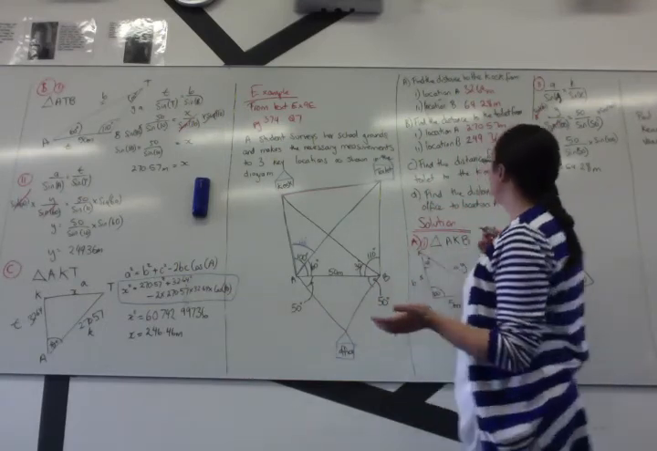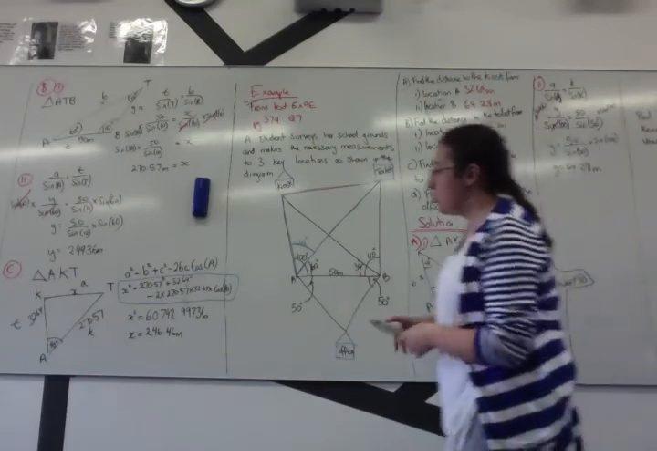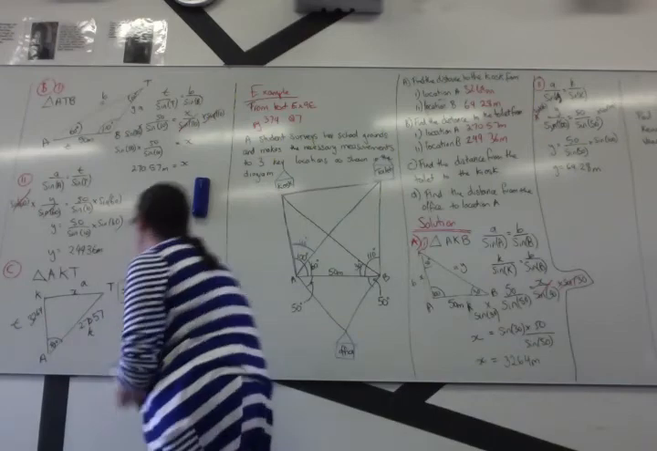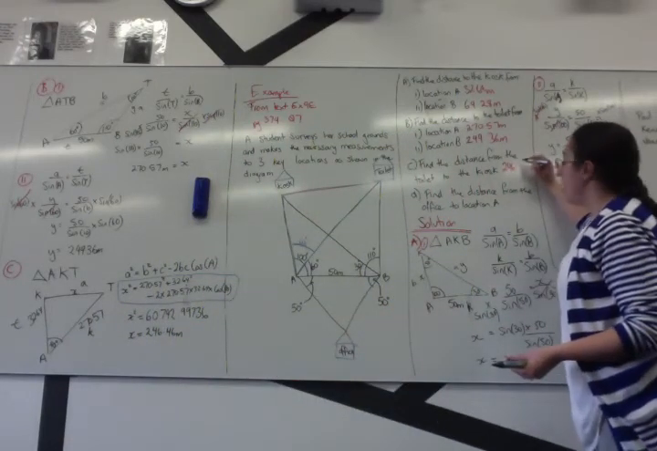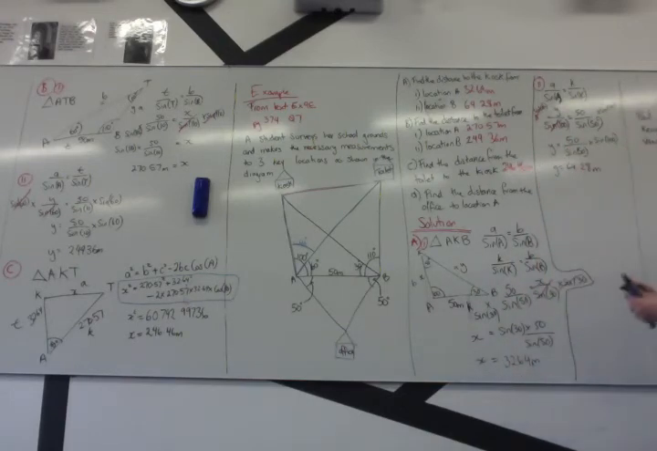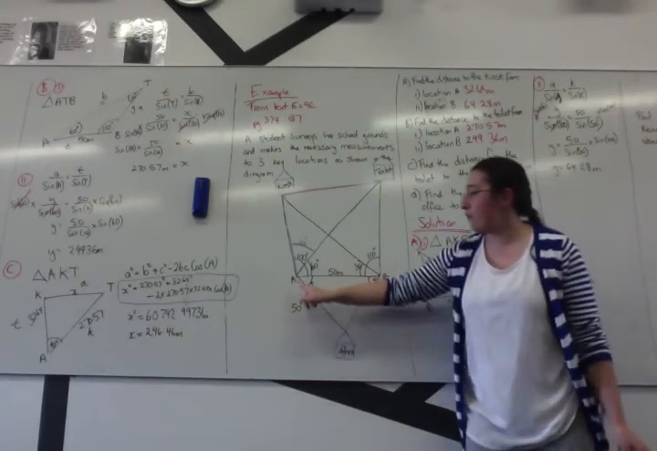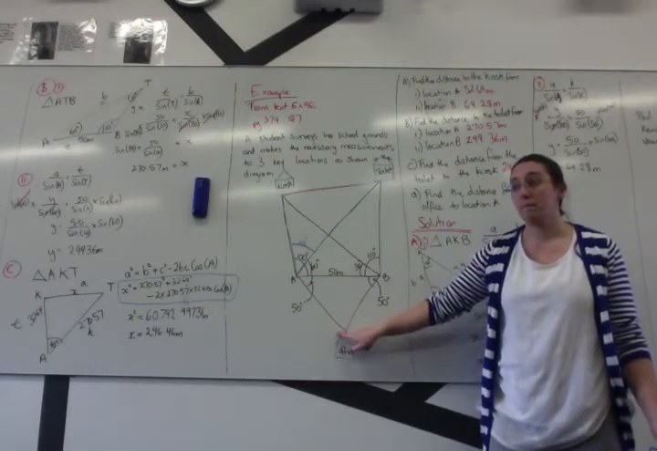Alright, so now we know what C is. So the distance from the toilet to the kiosk is 246 meters, 246 meters and 46, or 0.46, sorry. Now, find the distance from the office to location A. You want to go from here to here. A over B.